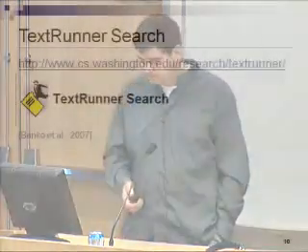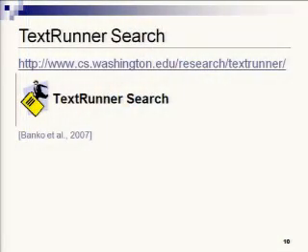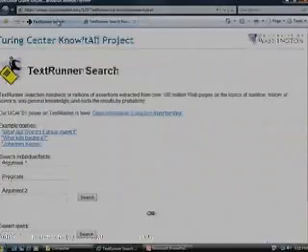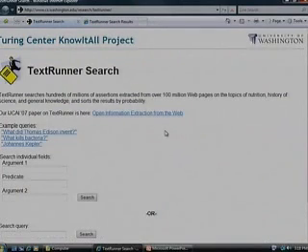But the take-home message here is that when you're working on the web, you have scale and redundancy that makes a lot of facts easy to extract. Okay, so I'll quickly show a demo of the TextRunner system, which perhaps some of you have seen. TextRunner is a system built by Michele Banko and Michael Cafarella at the University of Washington that does this type of extraction that's based on patterns.